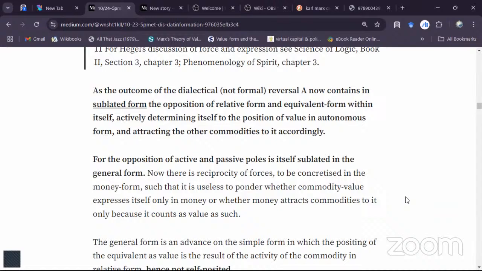And I know this is kind of the really long way to get to it, but it is how we distinguish between personal labor, individual labor, and kind of collective labor or labor power, labor as an abstraction. For the opposition of active and passive poles is itself sublated in the general form. Now there's the reciprocity of forces to be concretized in the money form.